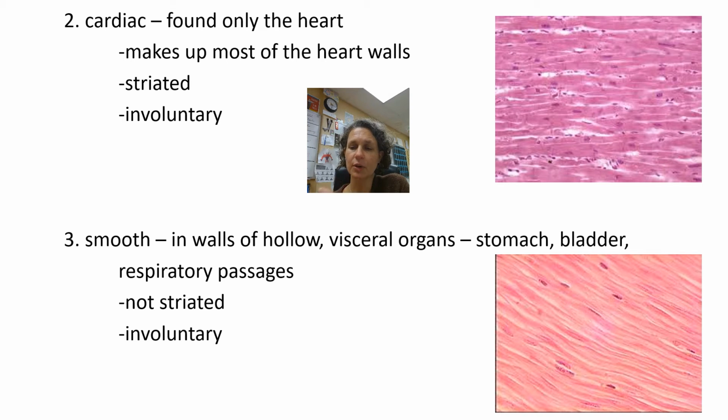You don't tell your stomach when to contract and mush up your food. Even though you obviously know how to control your bladder, you don't really control the contraction of it when you go to the bathroom. That's a different process. But anyway, oh, that's lovely to talk about, isn't it? Anyway, so these are the three types, so skeletal, cardiac, and smooth muscle tissue.